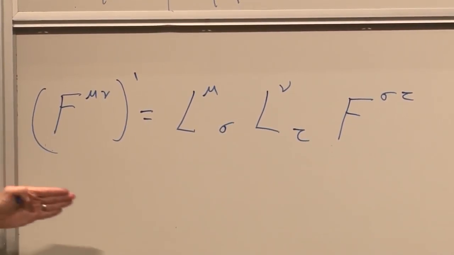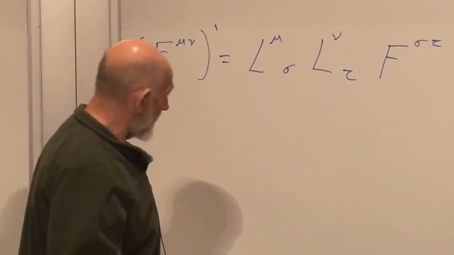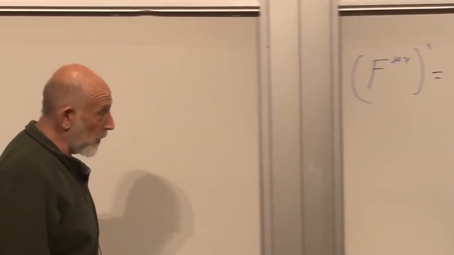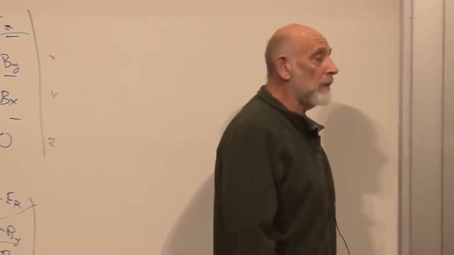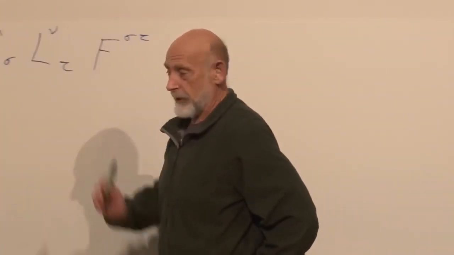If you had an object with more indices, you could have any number of indices, the rule would be the same: for every index you transform the same way. All right, so that's the rule for transformation of tensors. And now let's try it out. Let's see if we can figure out what the primed tensor is.